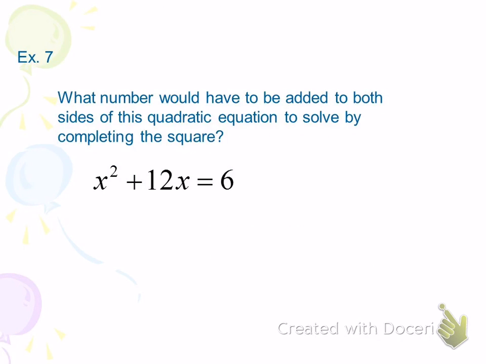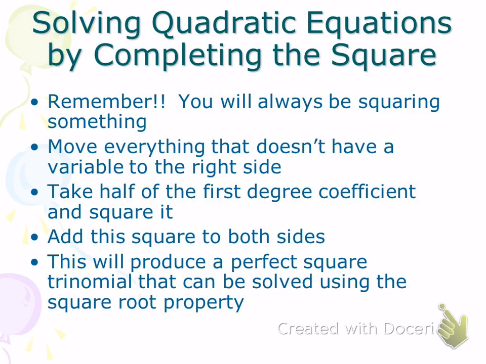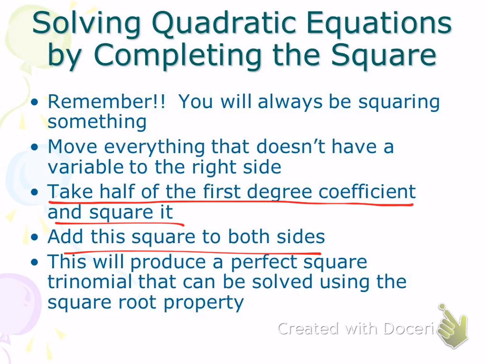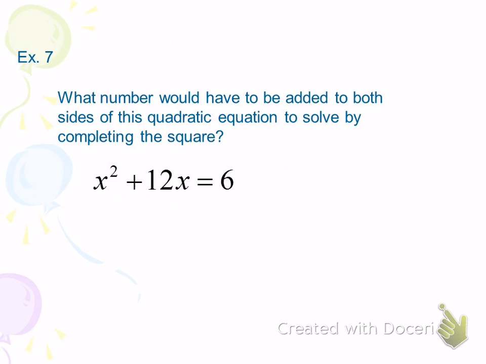Here's an example. X squared plus 12x equals 6. Now this says what number would you have to add to both sides to solve by completing the square? All right, let's go back to the last one. What did it say? It said to take half of the first degree coefficient, half of it, and square it, and add that to both sides. Okay, y'all, half of the first degree coefficient. So here's my second degree term, here's my first degree coefficient.